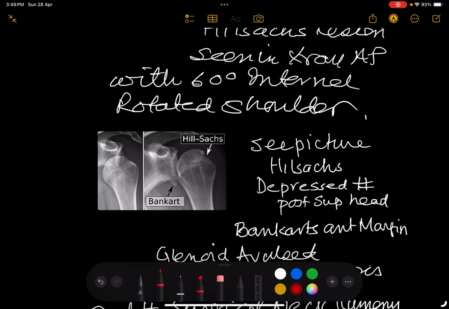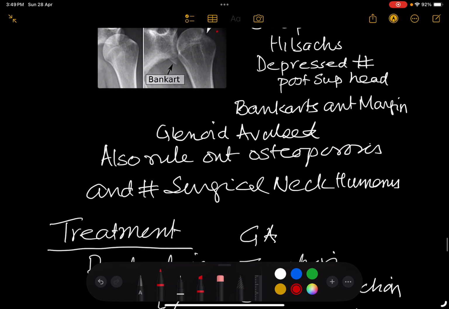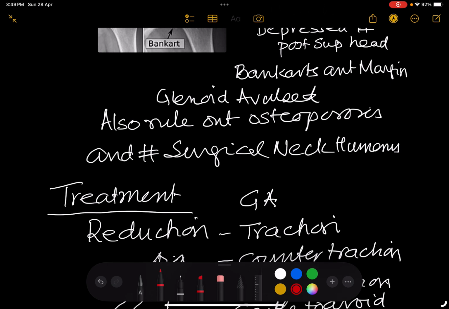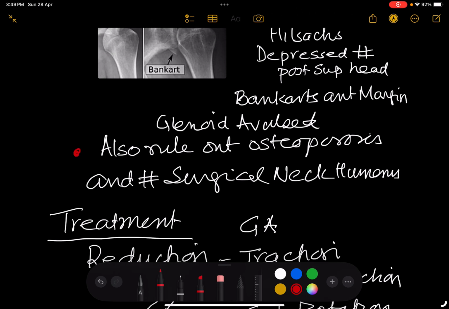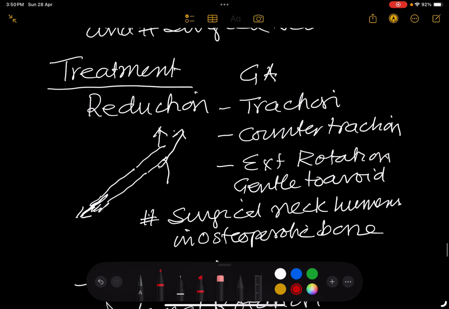Now you see that this depressed area is the Hill-Sachs lesion, and this anterior marginal fracture of the glenoid is the Bankart's lesion. So these two lesions have to be diagnosed by careful examination of the X-ray. Also, you must look for osteoporosis, otherwise you may produce a fracture of the surgical neck of humerus while trying to reduce the dislocation. So it can be done under general anesthesia, but it can also be done under local anesthesia and sedation.